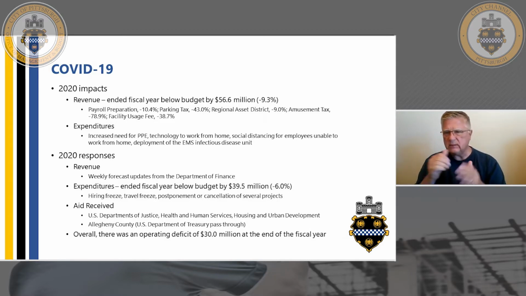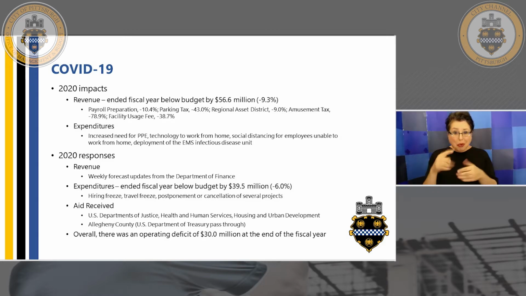So what did we do in response? For revenue, the Department of Finance, the revenue manager, Sarah Capps, sent us weekly forecast updates. And we used these numbers to gauge what was happening at any given moment. Finance used the best available data that they had at any given moment to help us figure out what the next steps would be. On the expenditure side in OMB, we enacted a hiring freeze, a travel and training freeze, and we postponed or canceled several major projects. So we ended the fiscal year below budget by $39.5 million. So we did our due diligence to spend less. But we still brought in less than we expected.